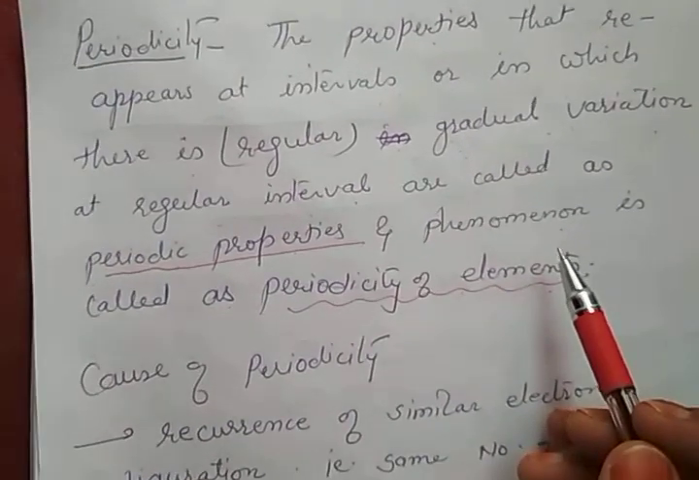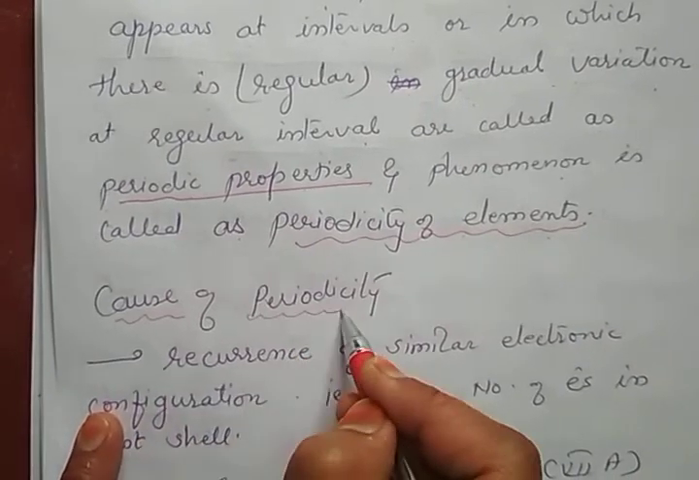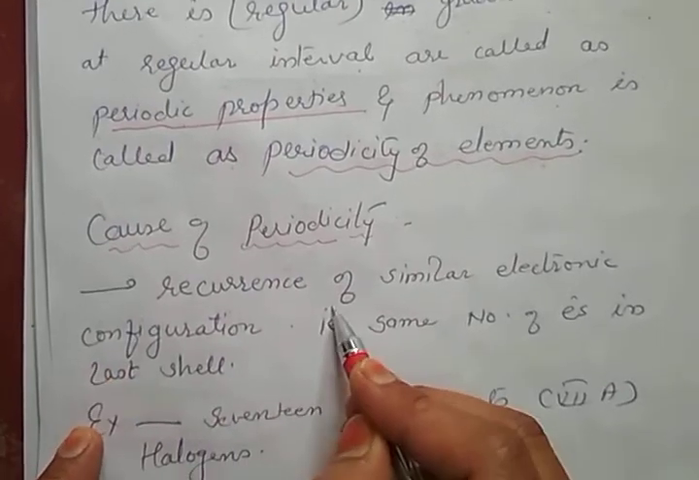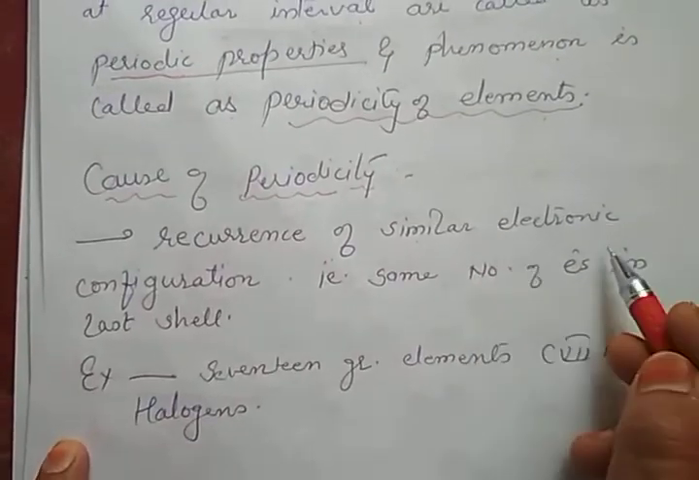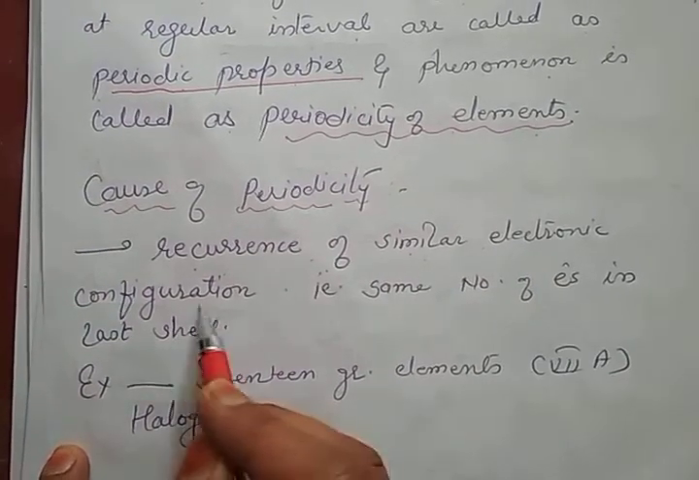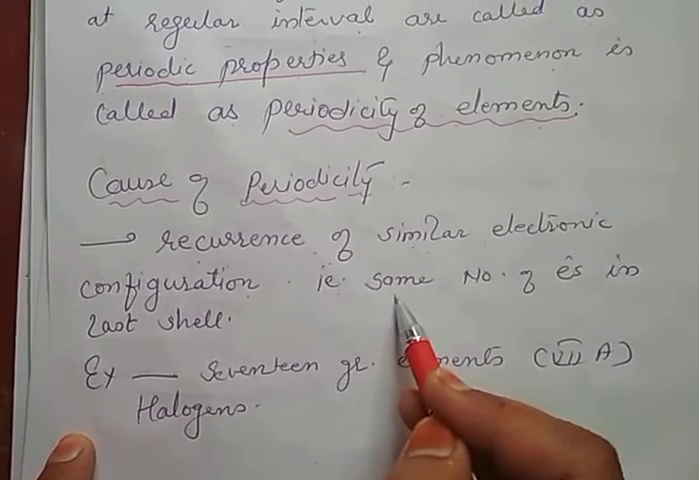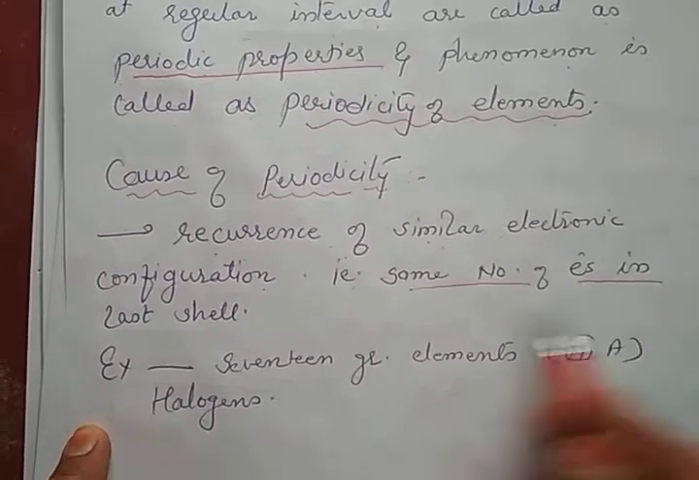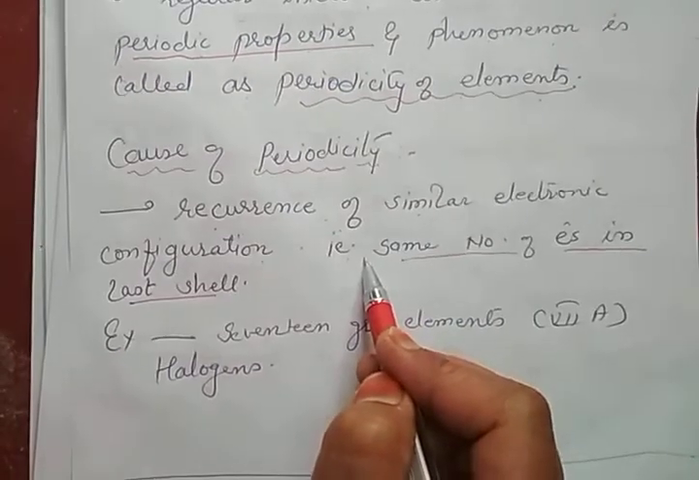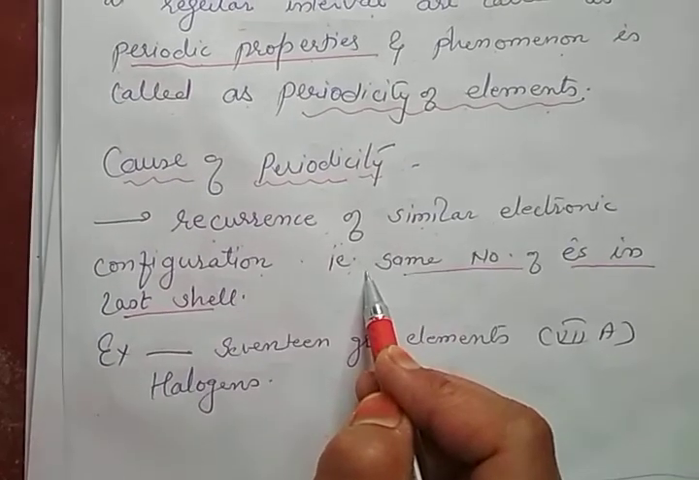Now, what is the cause of periodicity? The main cause of periodicity in a periodic table is recurrence of similar electronic configuration. Recurrence means repetition of the same number of electrons present in the last shell. Due to this repetition in the electronic configuration, the elements show repetition in their properties.